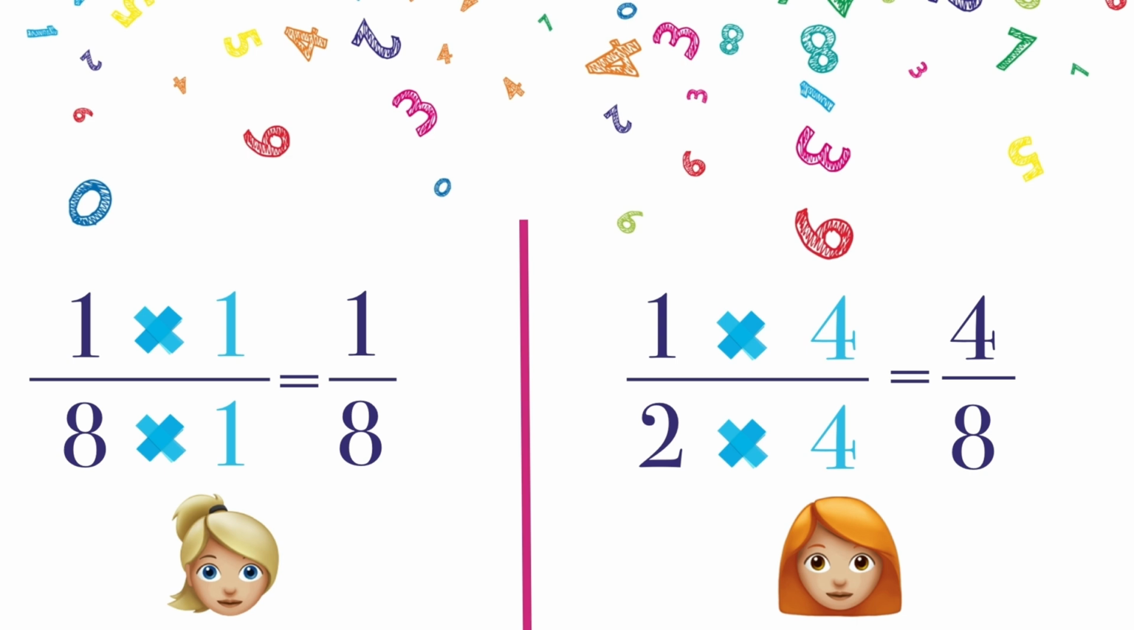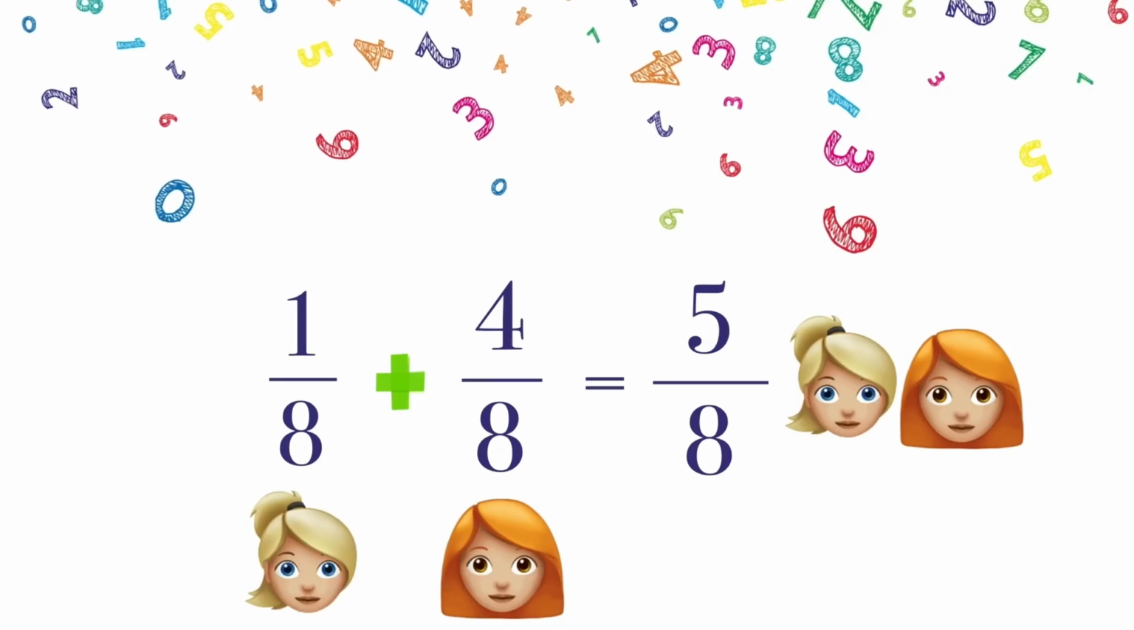And when we manipulate the denominator, we have to do the same thing to the numerator. Remember that whole balance of the force concept. 1 times 4 equals 4, 2 times 4 equals 8. And now we have 4/8 rather than 1/2. Notice how the proportions are still exactly the same.